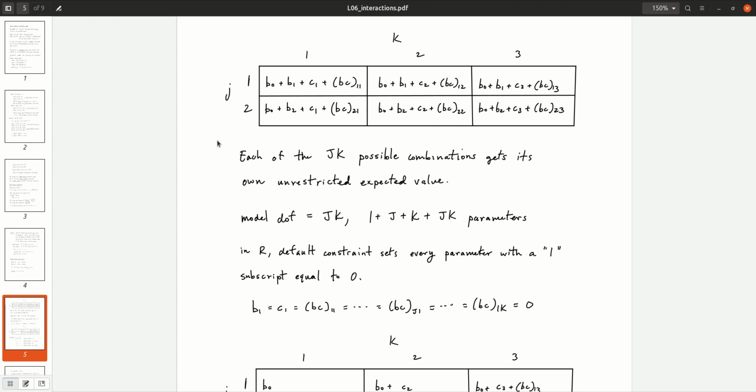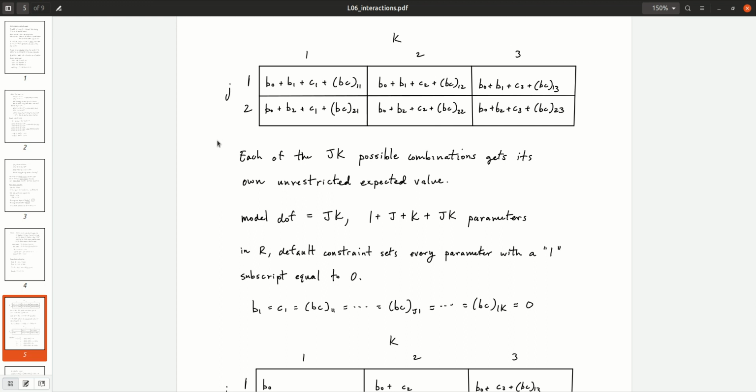Okay, so let's think through what the model degrees of freedom has to be. You can work this out by forming a design matrix and figuring out its rank. It is useful to go through that exercise on your own, but we're just going to reason through and come up with an answer here. Since there are J times K cells and each gets its own unrestricted expected value, you could parameterize this model with J times K numbers, just the expected value for each cell. So that has to be the model degrees of freedom. That's the amount of freedom you have in specifying the expected values.